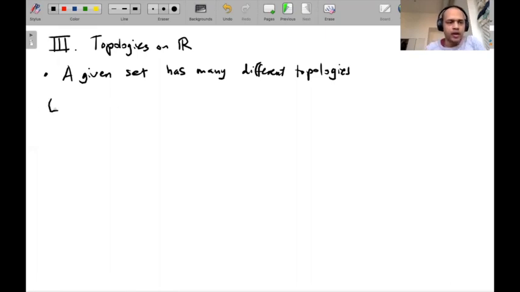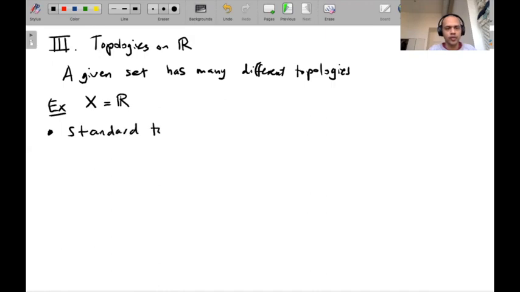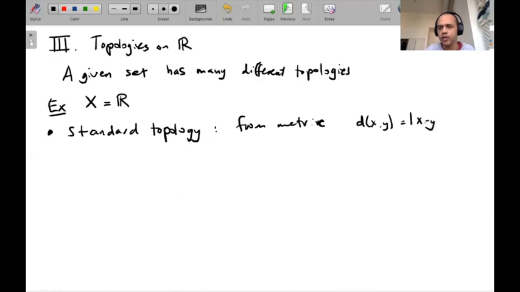So let's think concretely about the case when the set is the set of real numbers. Let me just tell you some different topologies which are interesting. So there's the standard topology, which we already know about. This is the topology that we mean when we don't make any reference to a different topology. This comes from the metric d(x,y) is just the absolute value of x minus y.